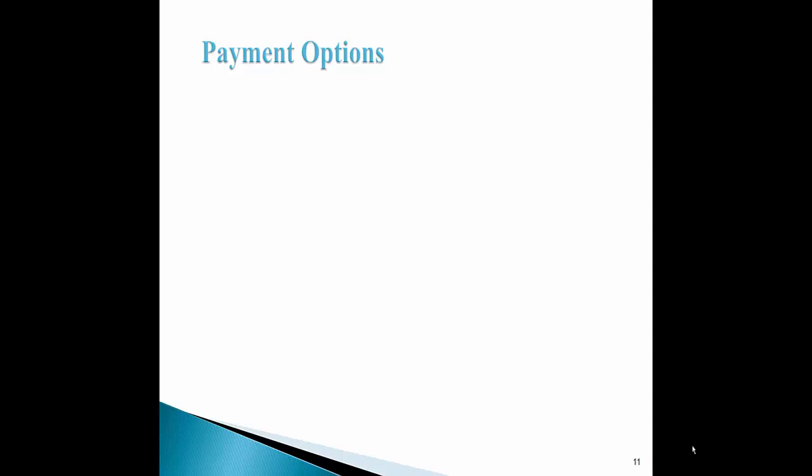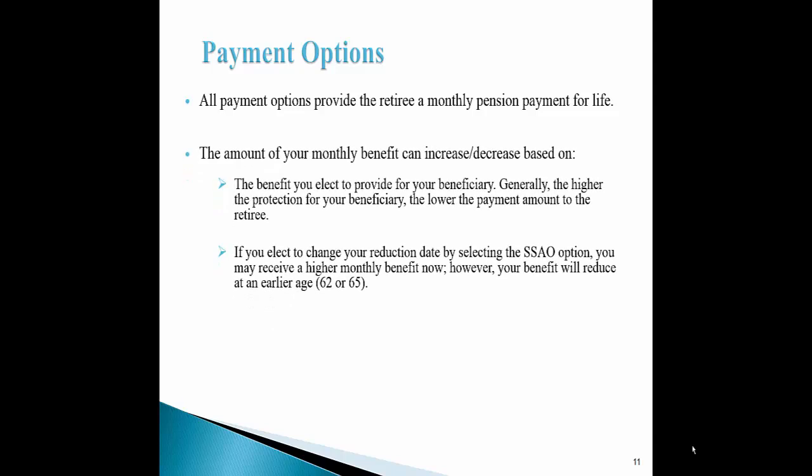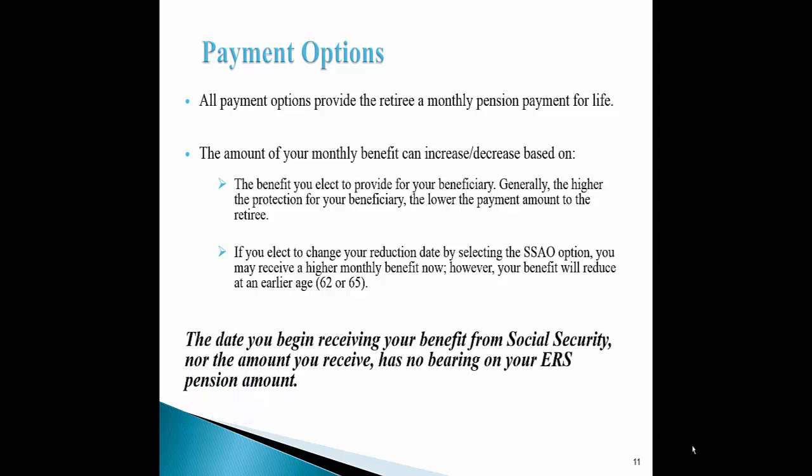Payment options. All payment options provide you, the retiree, with a monthly benefit or pension payment for your lifetime. The amount you receive each month can increase or decrease based on what you provide to a beneficiary or if you elect one of the Social Security adjustment options. Each payment option will be discussed in more detail on the following slides. As a reminder, the date you begin receiving Social Security has no effect on your ERS retirement benefit.